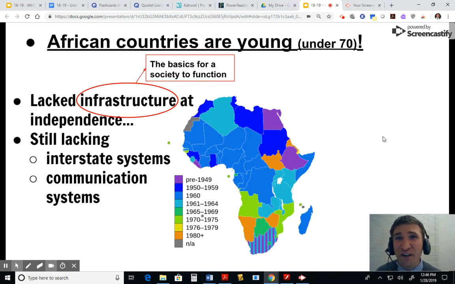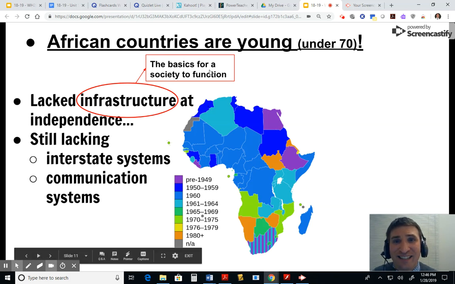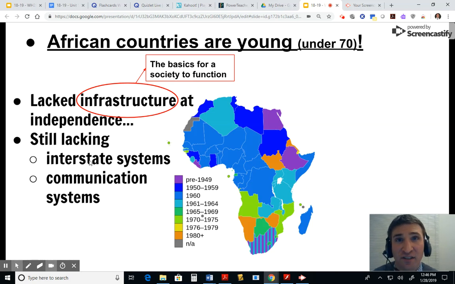Another reason is that African countries today are still young. They are under 70 years old. 70 for a country is a young age. So why does that make a challenge? Well, these countries lacked infrastructure at their independence. They lacked the basics for a society to function. And they're still lacking interstate systems like roads and bridges and highways and communication systems, telephone poles, and ways for people in these countries to communicate. They're still young, they're still growing.